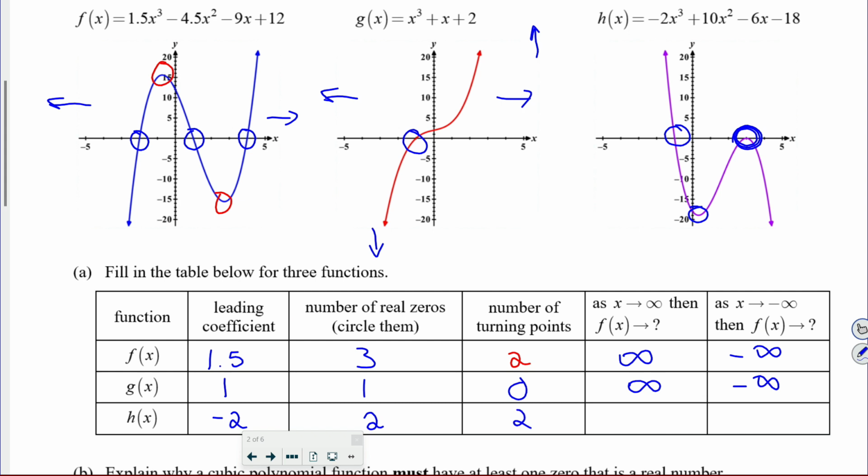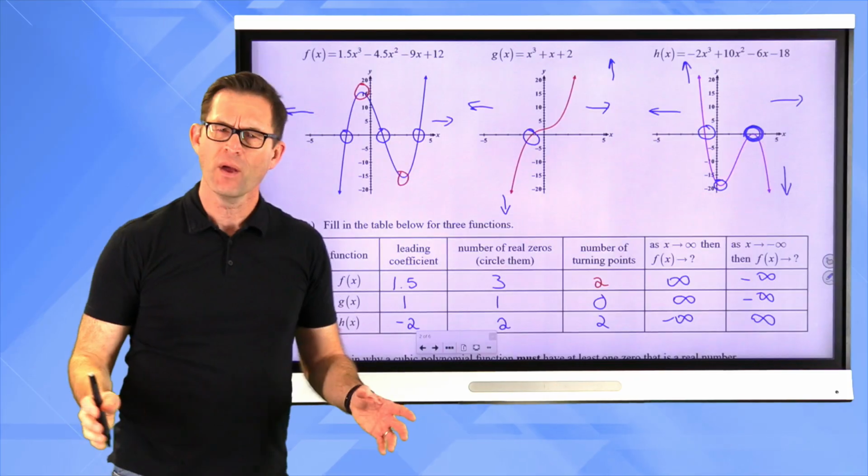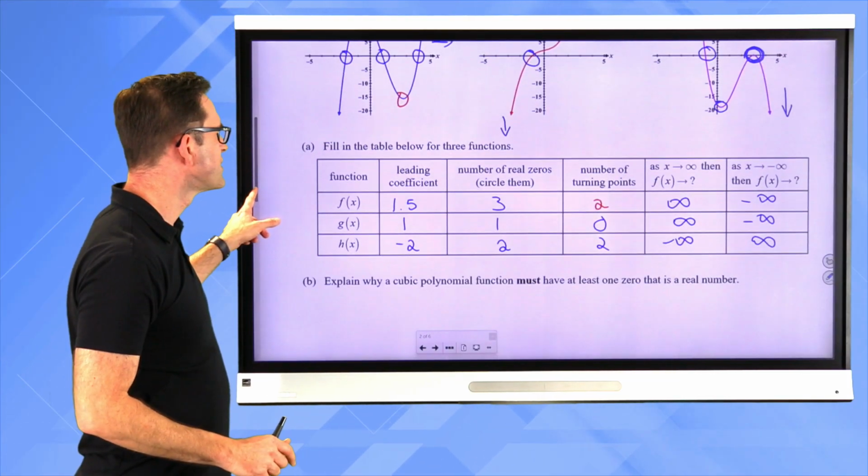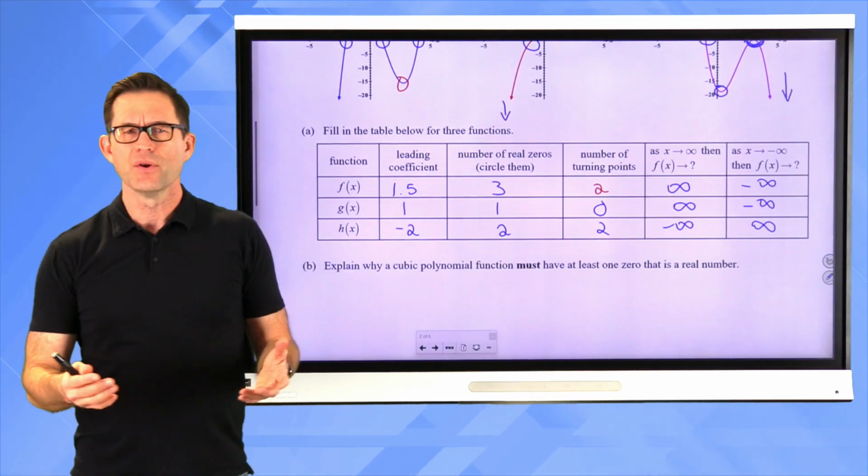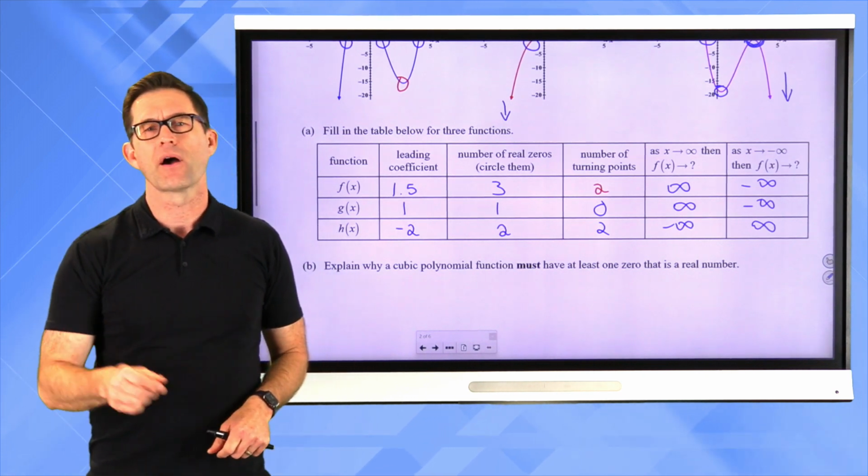And as x heads towards infinity, this thing is headed towards negative infinity. And as x heads towards negative infinity, this thing is headed up towards positive infinity. Okay. Now this is kind of interesting because quadratics, those with x squareds in them, are relatively complex.